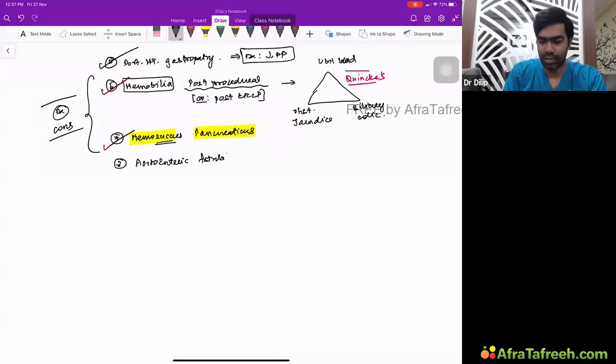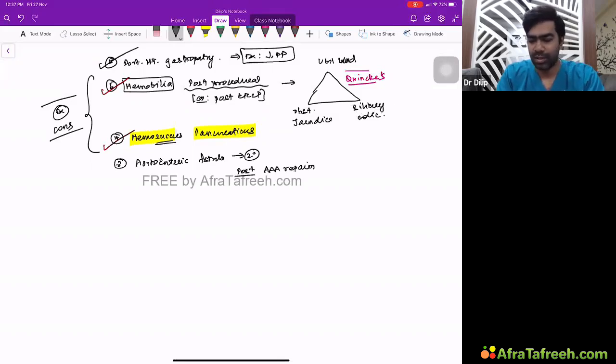Aortoenteric fistulas can be primary or secondary. But in exams, the usual thing is secondary aortoenteric fistulas, which are very common. The usual history in exams will be a post AAA repair. After abdominal aortic aneurysm repair, you might get an aortoenteric fistula, and after that you can get a massive UGI bleeding.